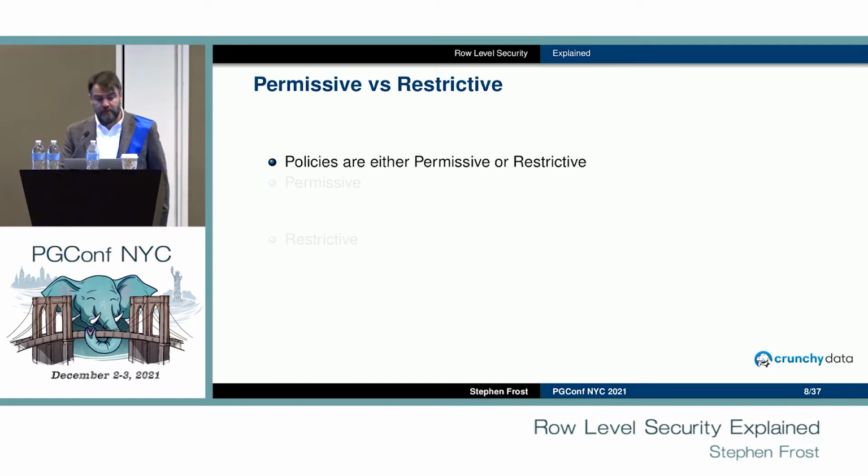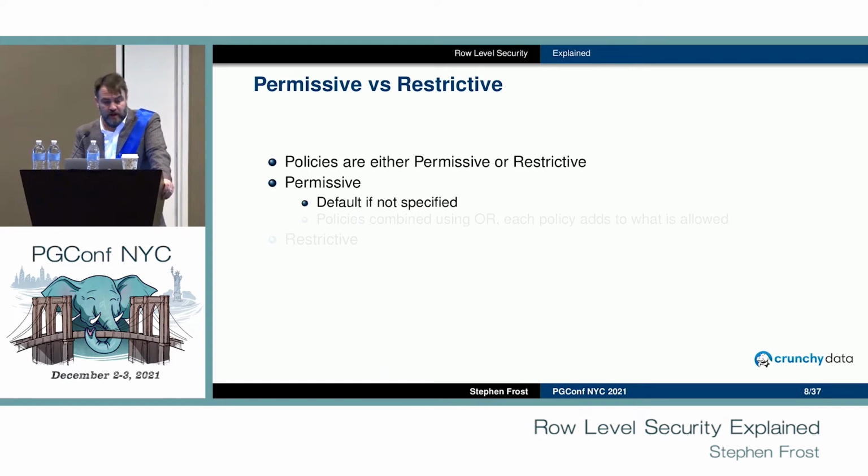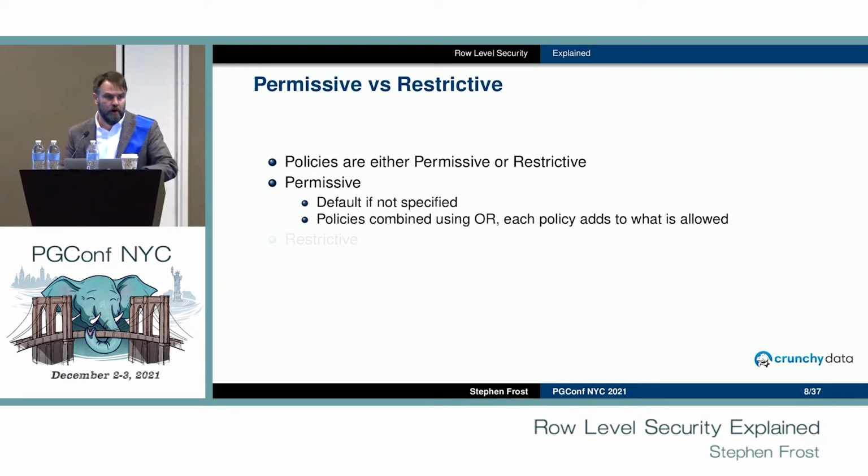When it comes to permissive versus restrictive policies, these are two different types of policies that exist inside of Postgres. Permissive is the default if you don't specify something, and what that means is that we combine all of the permissive policies using OR conditions. So if there are 5 policies on a table, 3 of which apply to your role and whatever command you're running, all of those will be combined with OR clauses, meaning that you can access whatever row you could access with any of those policies, right?